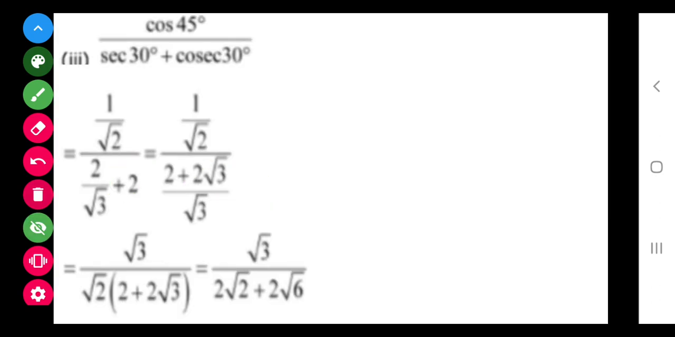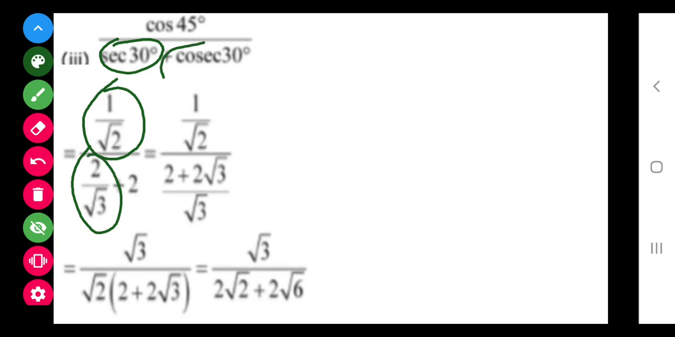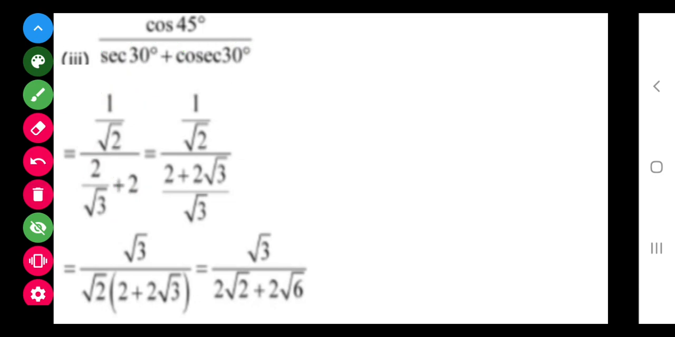Next is a little bit difficult, only in the sense that the values are in root. Cos 45 is 1 upon root 2. Sec 30 is 2 upon root 3. You will see the table, then you will come to know. And sec 30 is 2 upon root 3. Now we have substituted the values, but we have to solve it.